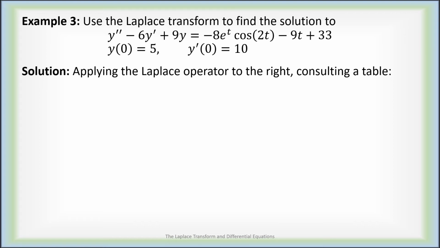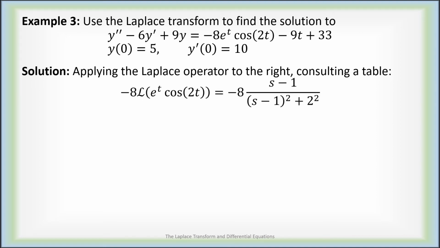Now we're going to go ahead and apply the Laplace operator to the right-hand side, consulting a table of Laplace transforms as we go. First, the Laplace transform of negative 8 e to the t cosine of 2t: the constant negative 8 factors out. Any table of Laplace transforms will tell you e to the at cosine omega t has Laplace transform s minus a over s minus a squared plus omega squared. So here's the Laplace transform of this first term, negative 8 e to the t cosine of 2t.